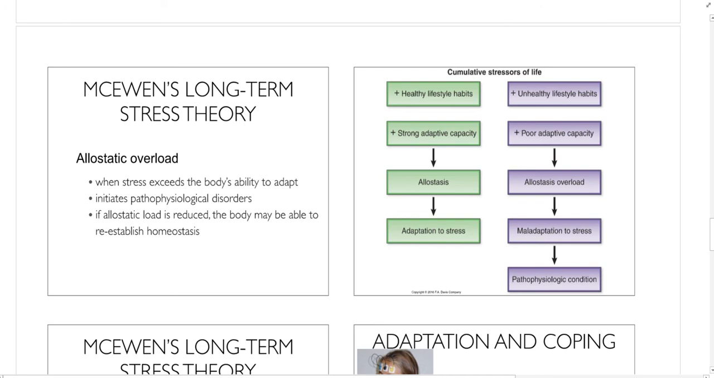So if we have positive, healthy lifestyle habits and a strong adaptive capacity, we will have a healthy level of allostasis, leading to the ability to adapt to stress. If we have unhealthy lifestyle habits, we're sedentary, we don't exercise, we eat a really bad diet all the time, we don't get enough veggies, and if we have poor adaptive capacity, we kind of shut things down, we suppress them as opposed to dealing with them and seeking help, we will be at higher risk of allostatic overload. We will have maladaptation to stress and potentially create a pathophysiologic condition. So take care of that stress.